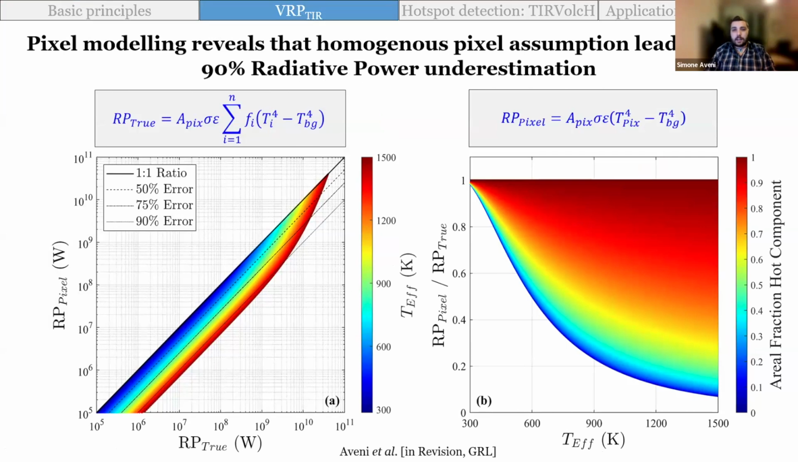And if we're staying beyond the 600 Kelvin threshold, we're still underestimating by more than 50%. So a solution was needed here. And here we move to the VRP tier, this novel approach that is currently under revision, and this new method to estimate the radiative power from systems dominated by temperatures below 600 Kelvin.